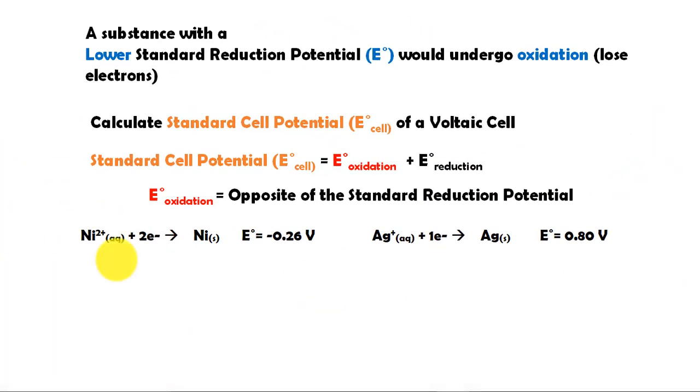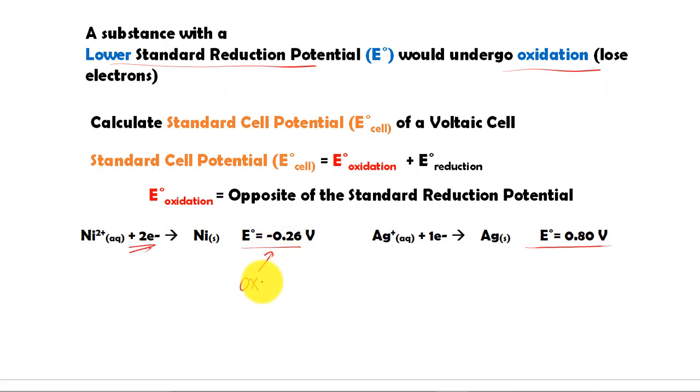In this problem, I have two half cells. We have nickel 2 plus plus 2 electrons equal to nickel solid, and it has the standard reduction potential of negative 0.26 volt. And how do I know it's reduction? Because the electron is on the reactant side, that means gaining electrons. And then the other half cell is Ag plus plus 1 electron equal to Ag solid, and it has the standard reduction potential of 0.8 volts. So which of the two is your oxidation? Again, the lower standard reduction potential undergoes oxidation. So this one is lower, so therefore this is going to be oxidation.